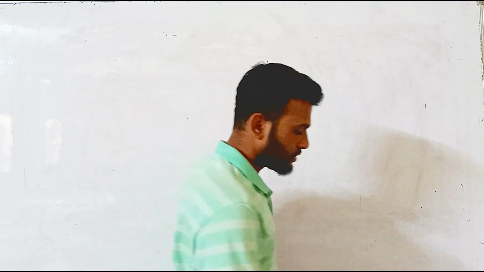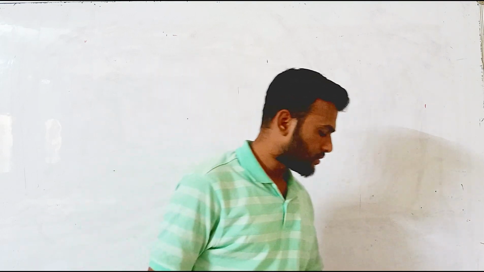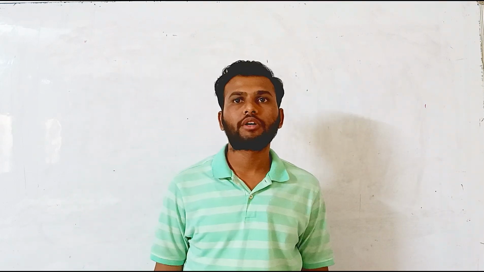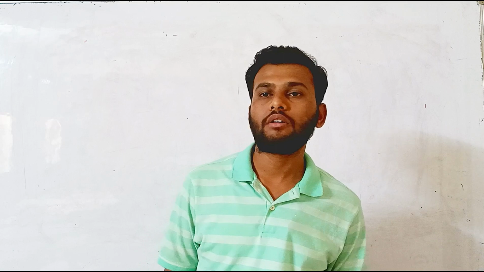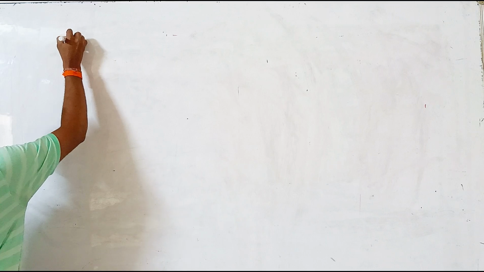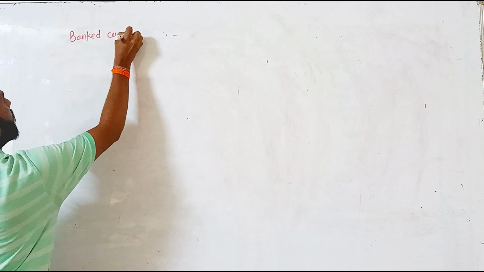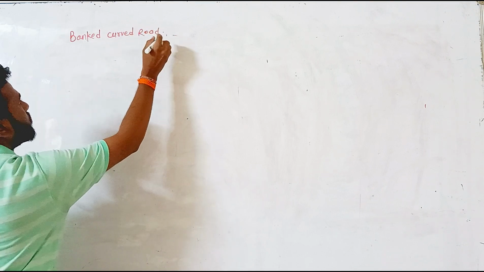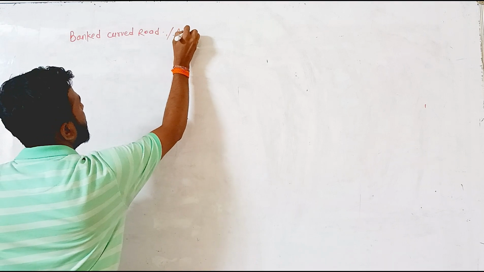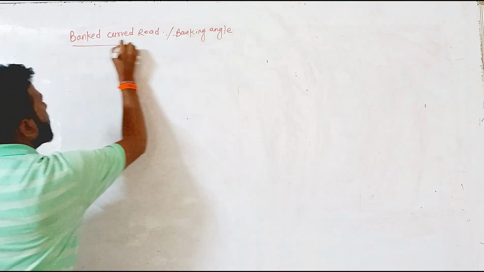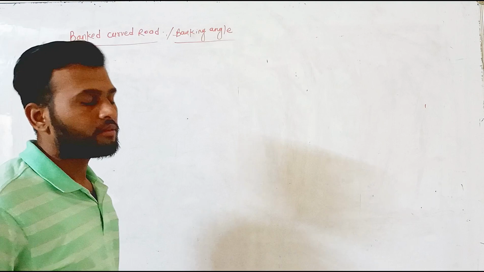There are three applications of UCM we discussed in the last video. The first application is a vehicle along a horizontal car road, the second one is a well of death, and the third remaining application is the banked car road. Do you know what a banked car road is? A banked car road, or we call it banking angle. So what is banking angle?